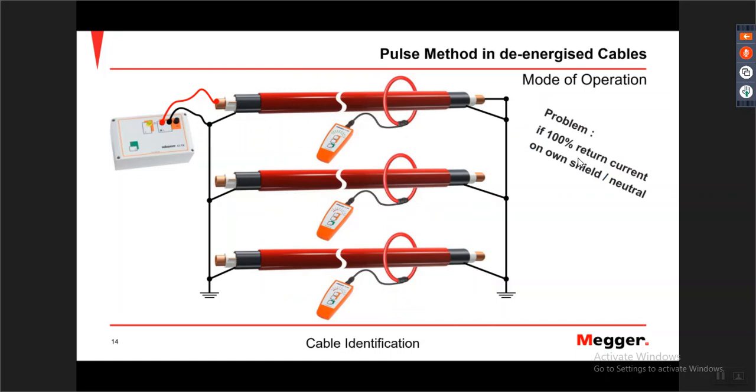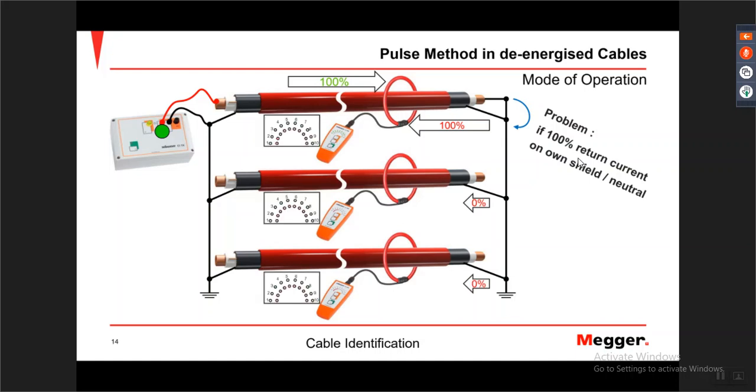The problem is that if 100% returns on its own shield or neutral, it will neutralize the signal itself. Where you have 100% going out and 100% coming back, because there is no difference between the signals, they actually neutralize themselves and you will get no flashing LEDs at all. So it's imperative that you get the connections through the earth to separate the return signal. Otherwise there is no LED lit at all, as the signal is neutralized.